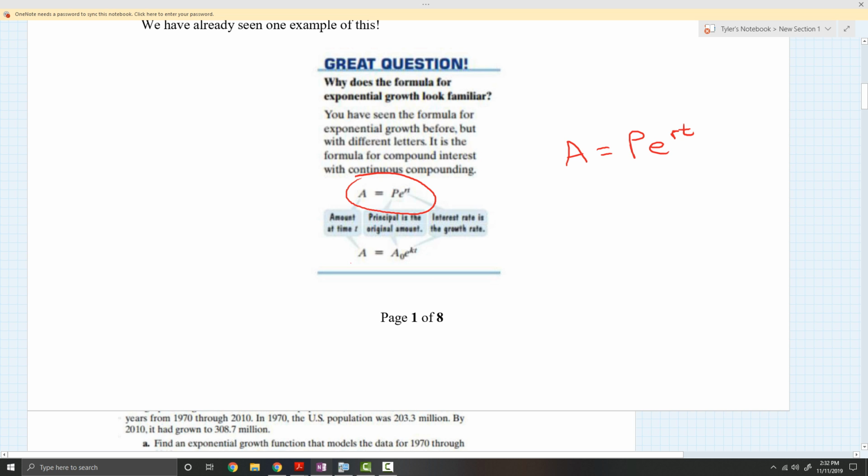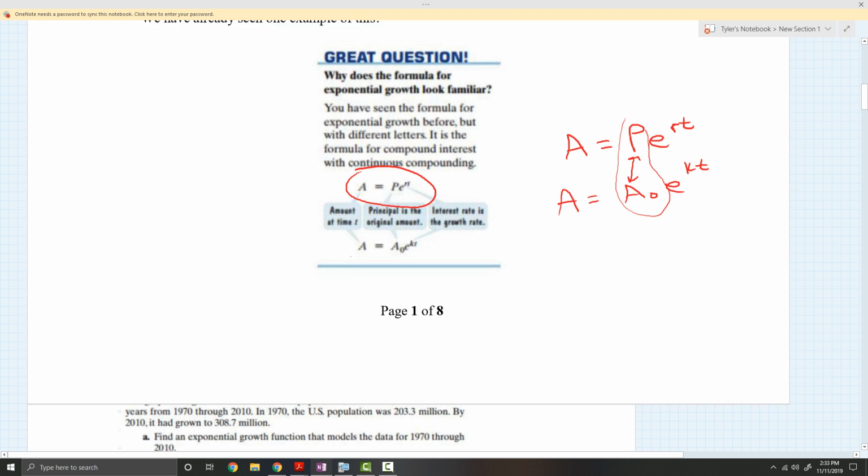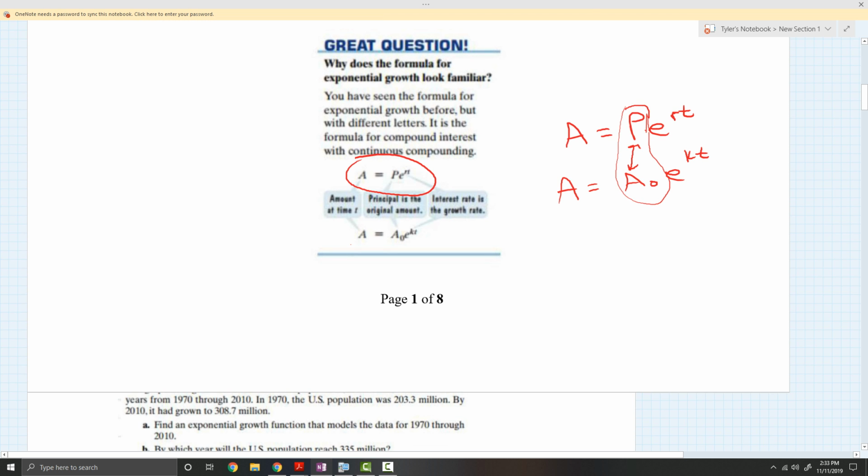So this was the continuous compounding formula, where P is principal, r was the interest rate, and A was the amount at time t. You can see here how the variables match up. If I want to write it in the form e to the kt, these are going to match up, where the principal in an account is like your starting amount. So that's why we can think of P and A sub naught as equivalent. And then r was my interest rate, and k is my growth or decay rate.